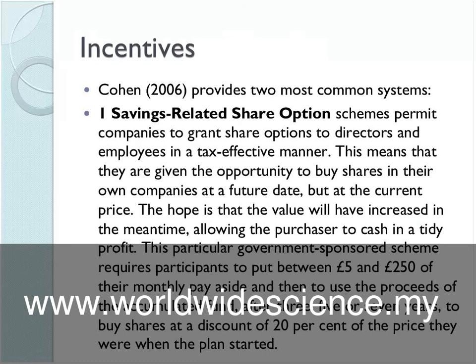Saving-related share options mean that when the company provides them, you buy the shares at a future date, but at the current price. It will be cheaper for you, and the hope is that the value will have increased in the meantime, allowing the purchaser to cash in a tidy profit. This government-sponsored scheme requires participants to put between 5 and 250 pounds of their monthly pay aside, and then to use the proceeds of the accumulated fund after 3, 5, or 7 years to buy shares at a discount of 20% of the price they were when the plan started.